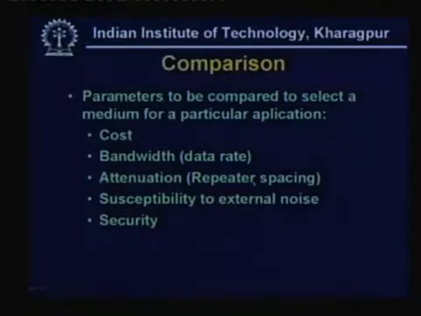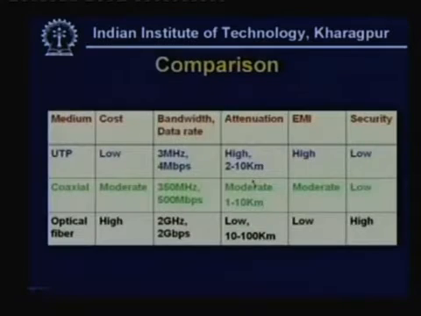The three different guided media we have considered can be compared in terms of cost, bandwidth, attenuation, susceptibility to external noise, and security. So as you can see here, the UTP, unshielded twisted pair, has lowest cost, bandwidth is much lower, attenuation is much higher, electromagnetic interference is higher, and also security wise it is very low. You can do tapping very easily, eavesdropping can be done very easily.